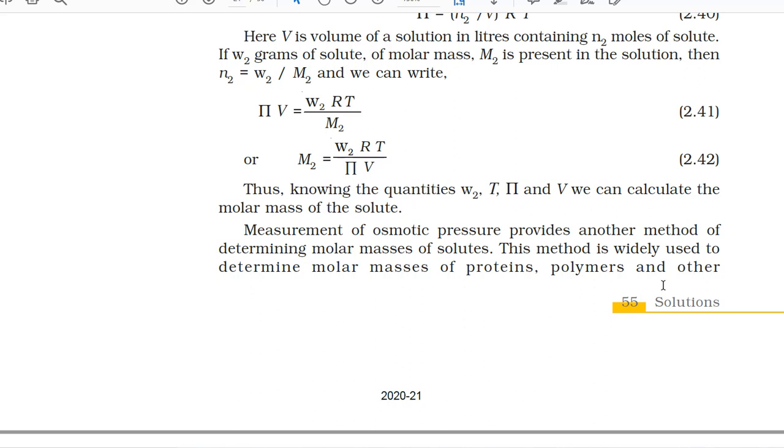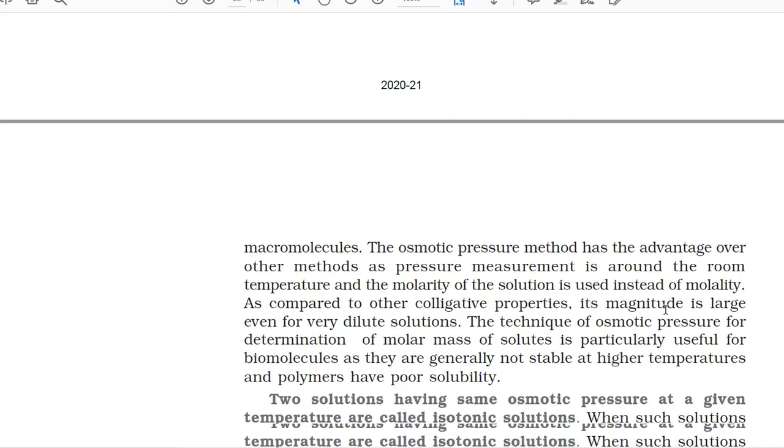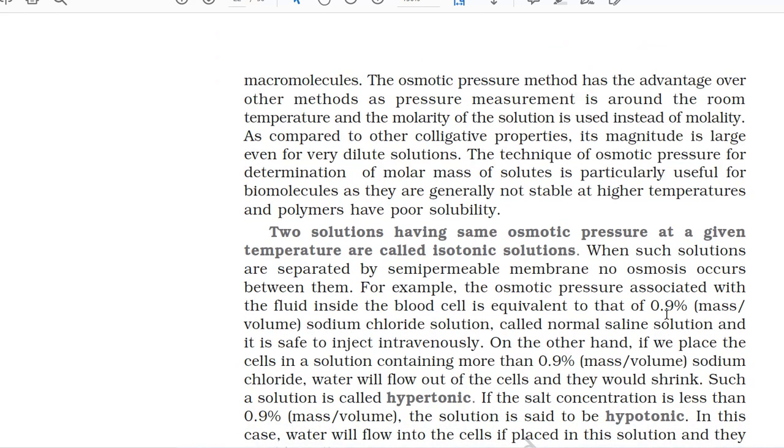Measurement of osmotic pressure provides another method of determining molar masses of solutes. This method is widely used to determine molar masses of proteins, polymers, and other macromolecules. The osmotic pressure method has the advantage over other methods as pressure measurement is around the room temperature and the molarity of the solution is used instead of molality. As compared to other colligative properties, its magnitude is large even for very dilute solutions.